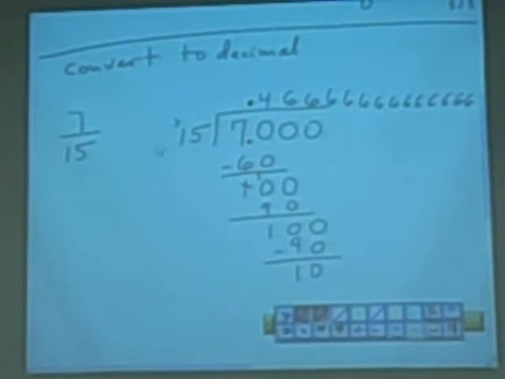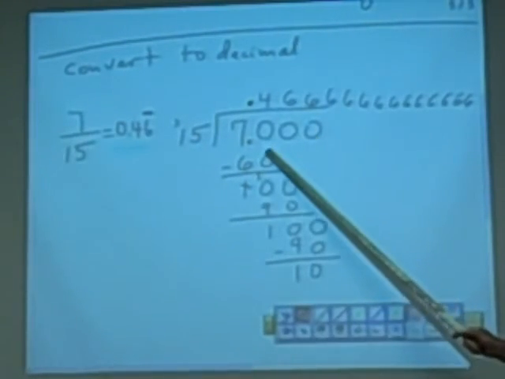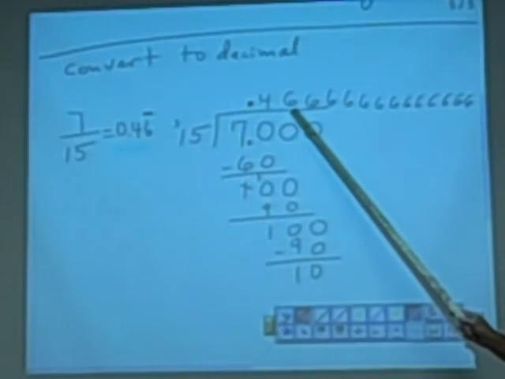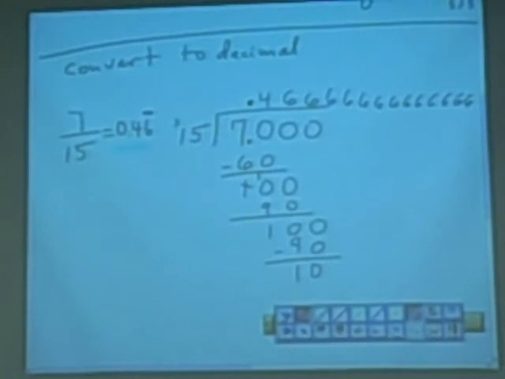So what we do is we just say, all right, our answer here is going to be 0.46, and we put a bar over the 6 to show that the 6 repeats. And you only put a bar over the number that repeats. Okay, so we don't put a bar over the 4, just over the 6. Because if you put a bar over the 4 as well, what you get here is 0.464646, where the 4 and the 6 repeat, and there are decimals that repeat like that. So you've got to be careful to put the bar just over the 6.